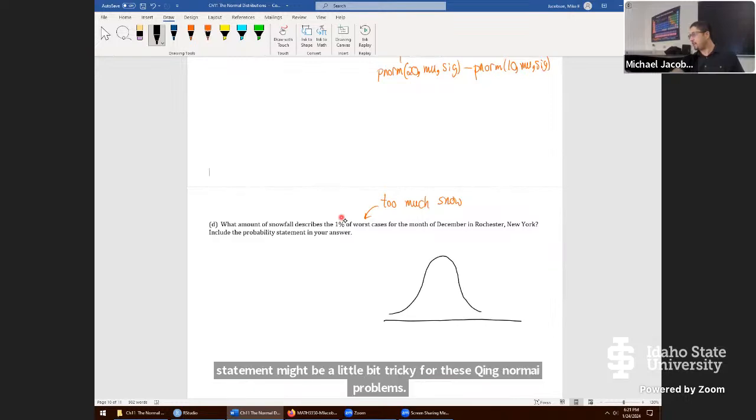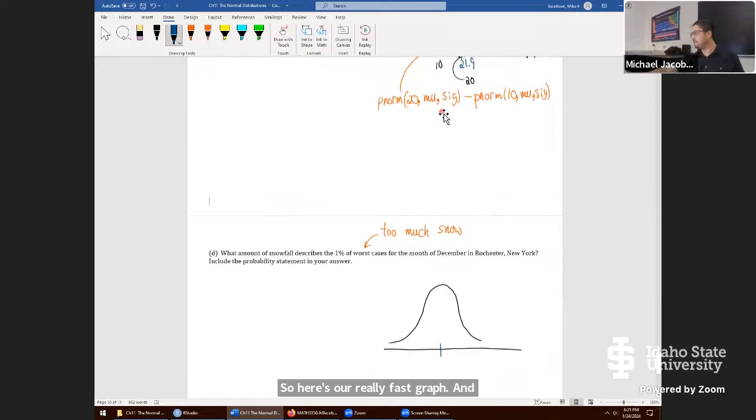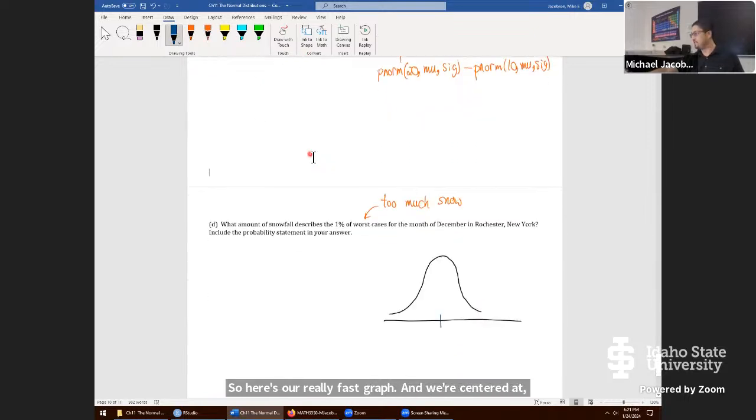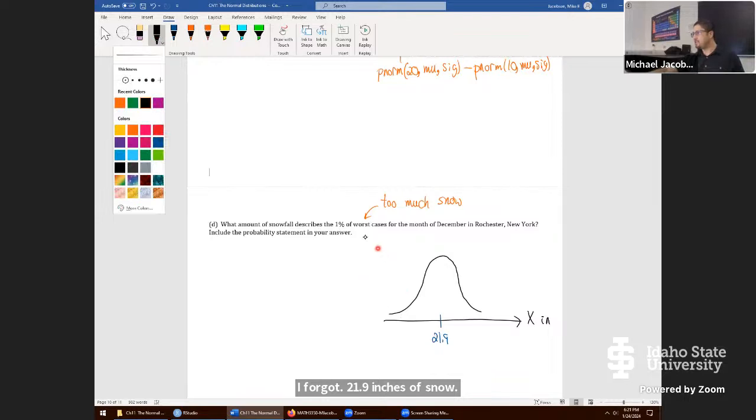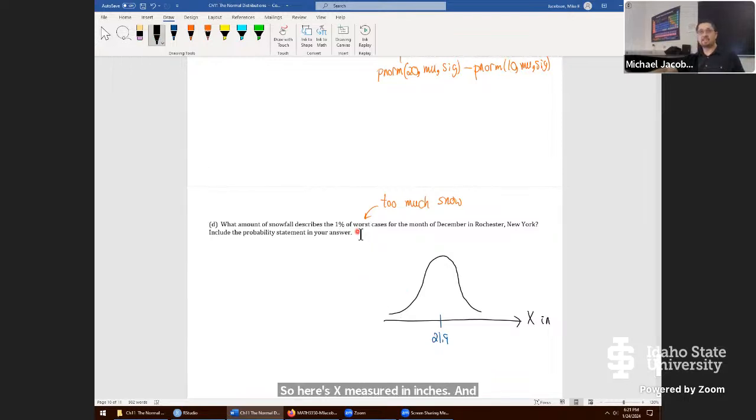So here's our really fast graph. And we're centered at, I forgot, 21.9 inches of snow. So here's x measured in inches. And now it says 1% worst cases. That means way more snow than the city could handle potentially. We're going to be on the very far right. Way too much snow going over this way. We want to find a value that's kind of far to the right this time.